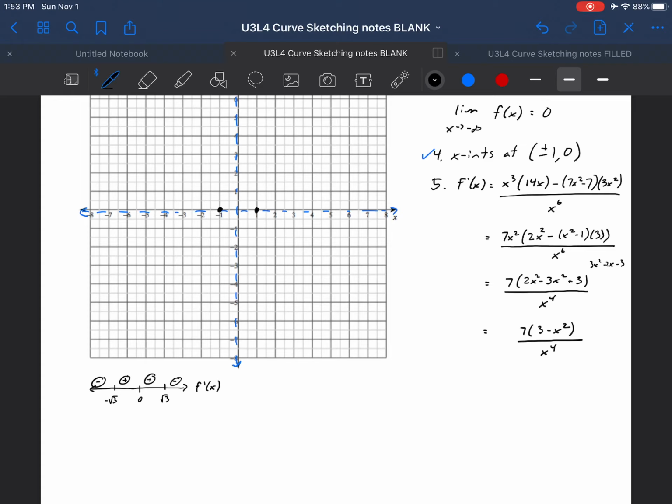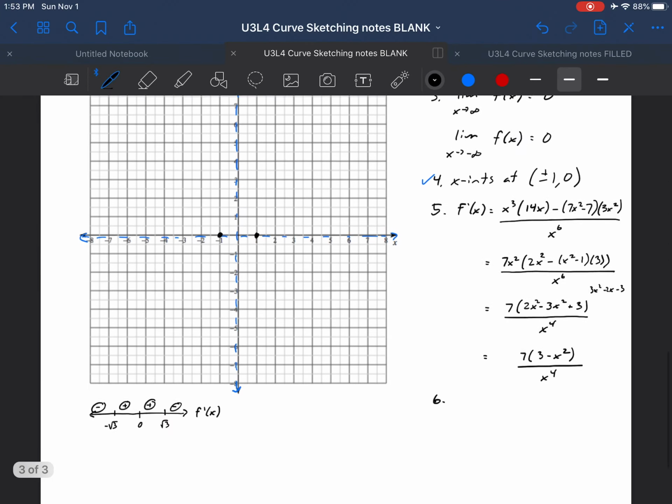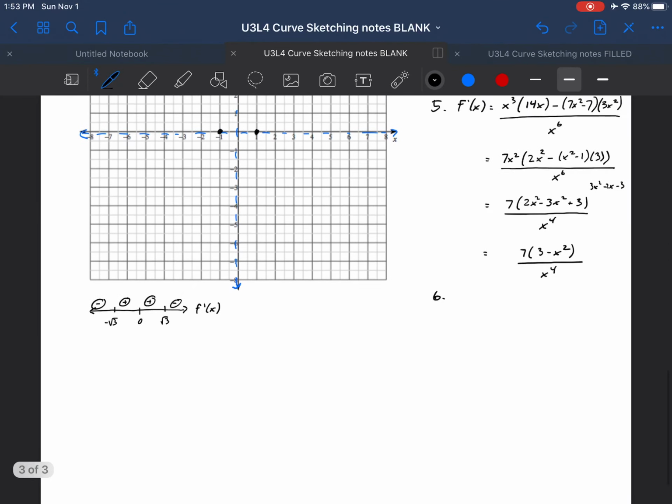All right, second derivative, which I believe is step 6. Actually, it might be 7. Let me check, because I think 6 was, yeah, maxes and mins. So we'll do those first, and then second derivative, then points of inflection. Okay, so we know that at 0 it's undefined, but we have a relative min here and we have a relative max here.